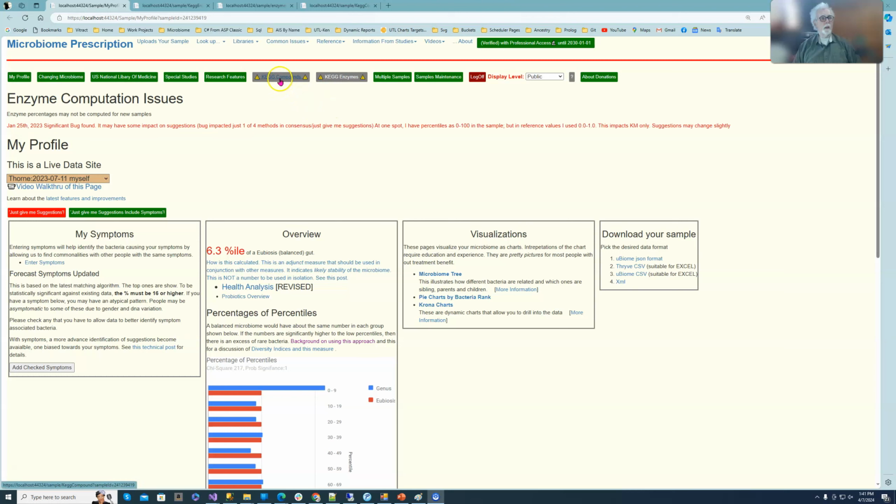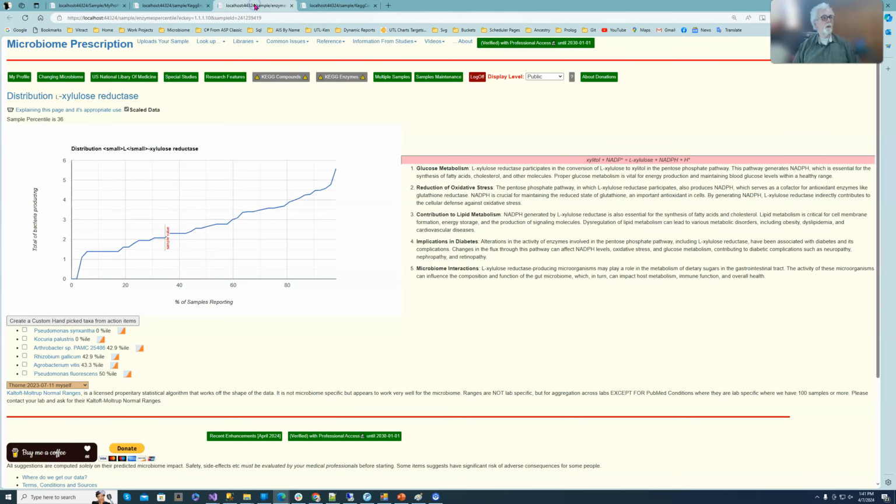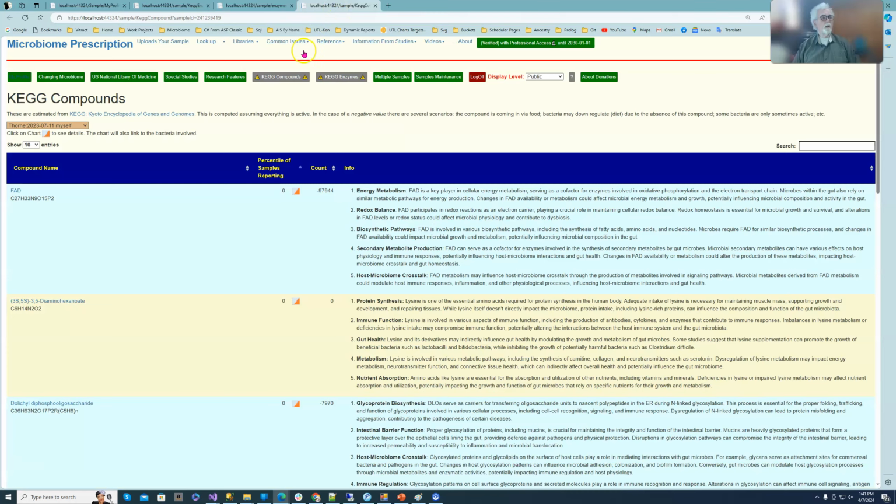Okay, so we have K compound and K enzyme. Notice the little warning symbols on it. And why do we have them? It's a big database. It's not particularly suited for just viewing on a phone or even a tablet. You probably need a desktop with a good sized screen. So let's first start with compound.